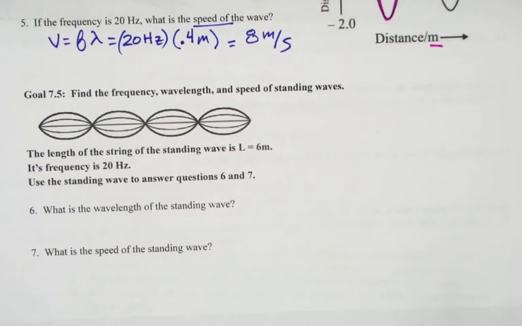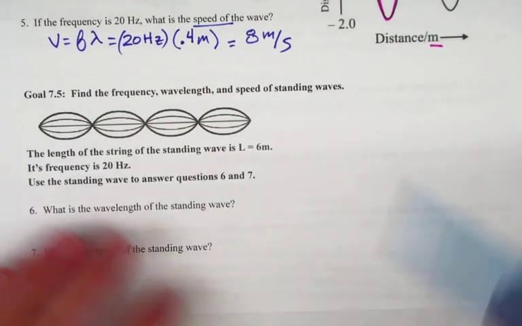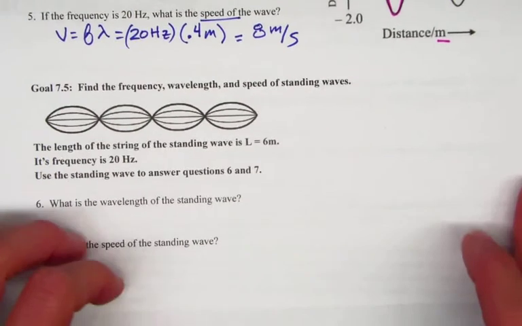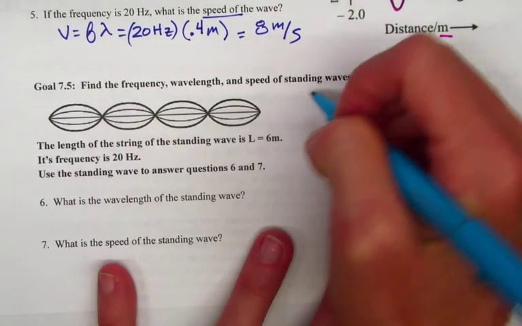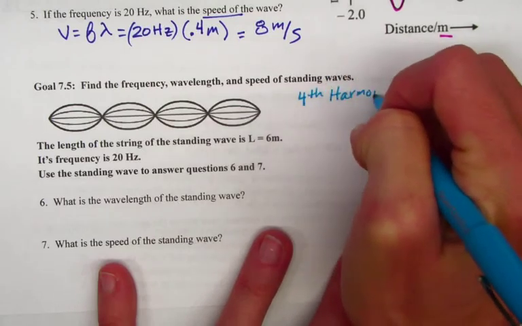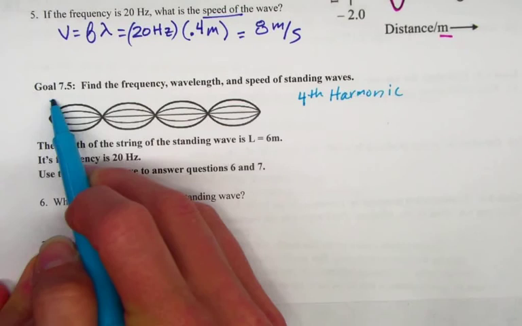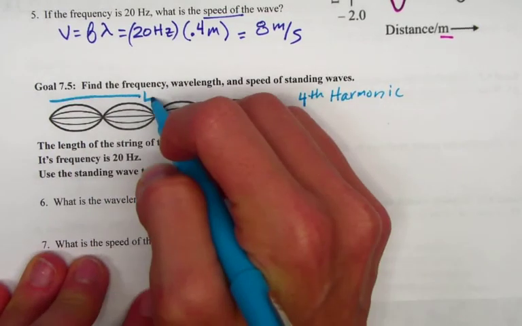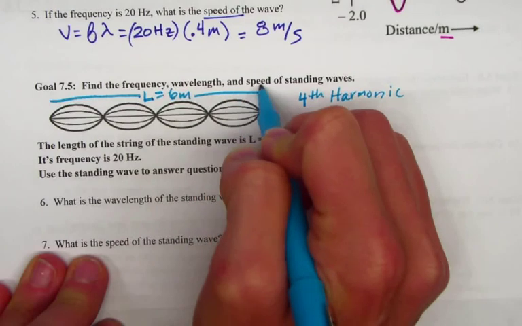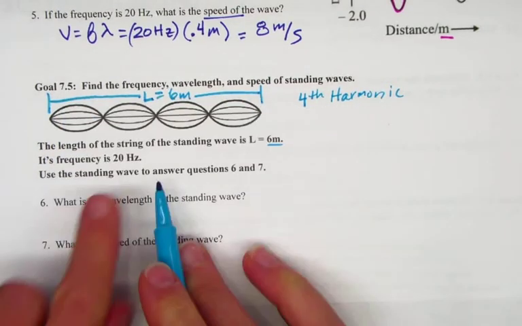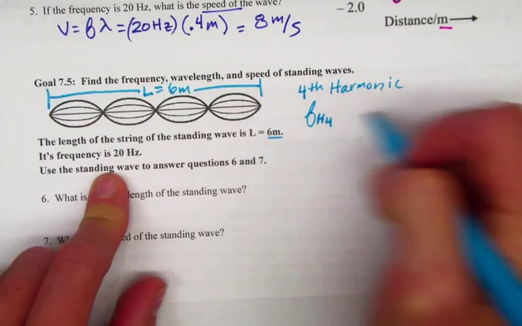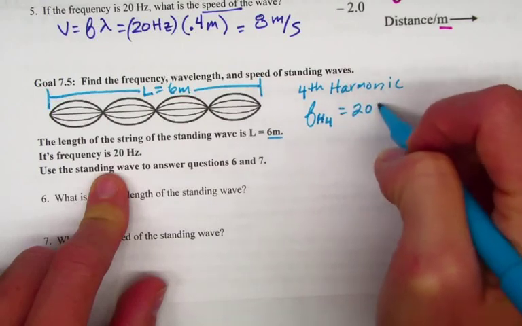And then the last thing on this page is this standing wave. So what we want to be able to do is be able to find the frequency, wavelength, and the speed of standing waves. So if I take a look here, I have the fourth harmonic, and the length of the string here, length equals 6 meters. And we know that the frequency of the fourth harmonic is 20 hertz.